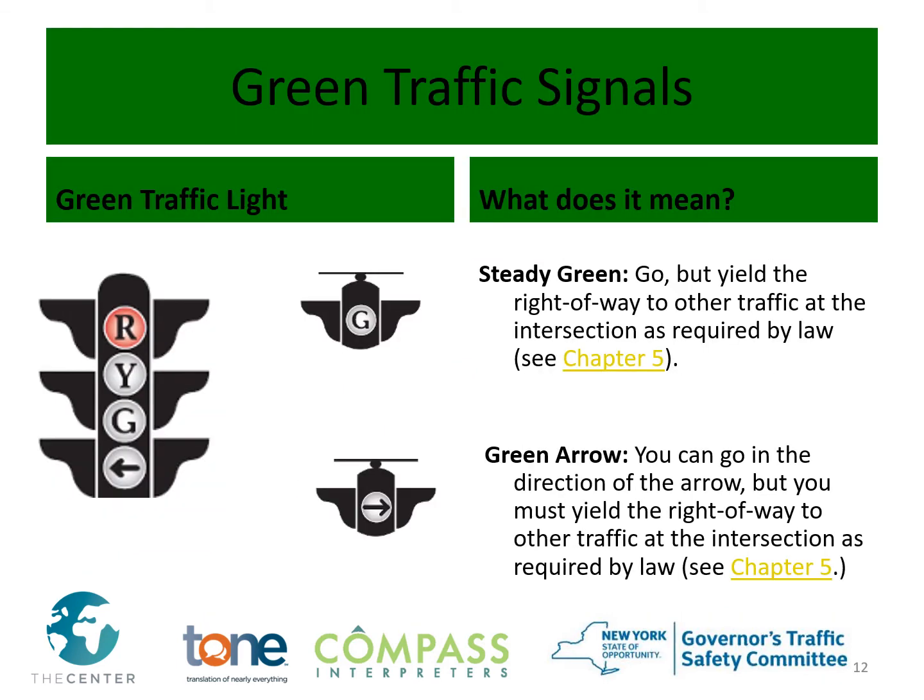Green traffic signals. Green traffic light. What does it mean? Steady green: go, but yield the right of way to other traffic at the intersection as required by law. See Chapter 5. Green arrow: you can go in the direction of the arrow, but you must yield the right of way to other traffic at the intersection as required by law. See Chapter 5.